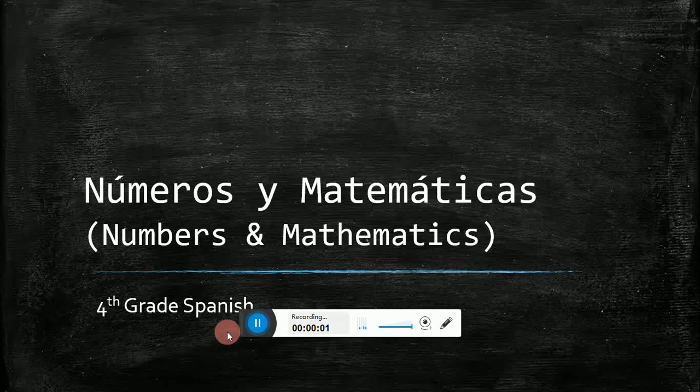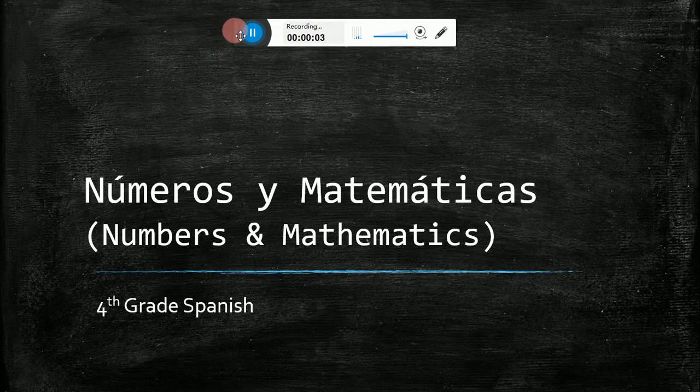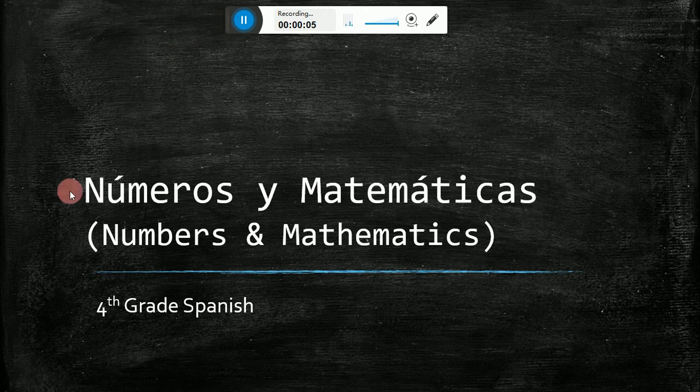Hey, fourth grade, and welcome back to your Spanish class. So today's lesson will look at Números y Matemáticas, which means numbers and mathematics. So we're going to quickly review how to use the numbers in dates, and then we'll also look at numbers as phone numbers, and then, of course, in math.